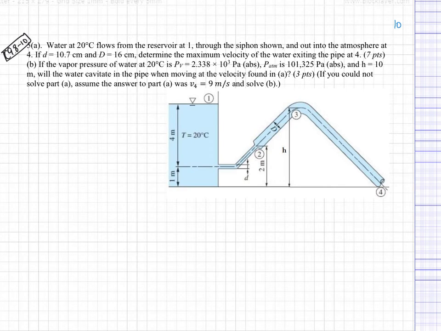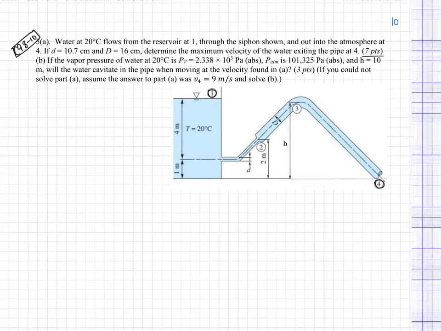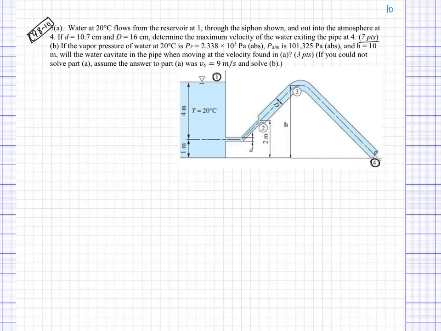All right, water at 20 degrees C flows from the reservoir at 1 through the siphon shown and out into the atmosphere at 4. So here's 1, here's 4. Determine the maximum velocity of the water exiting at 4. So let's do that one first, because that's 7 points. That's where most of the points in this problem are anyway. So let's just go ahead and do it.